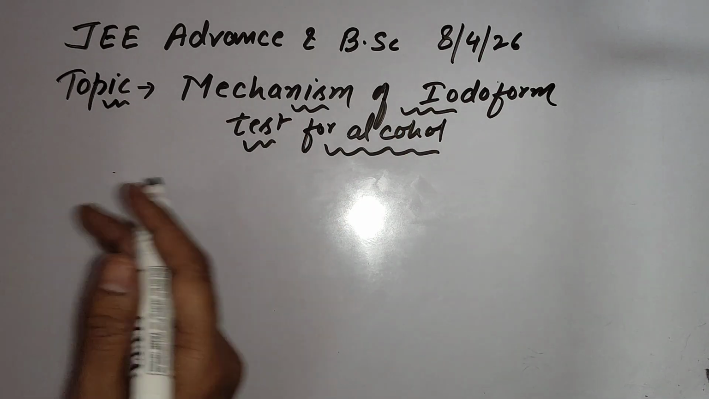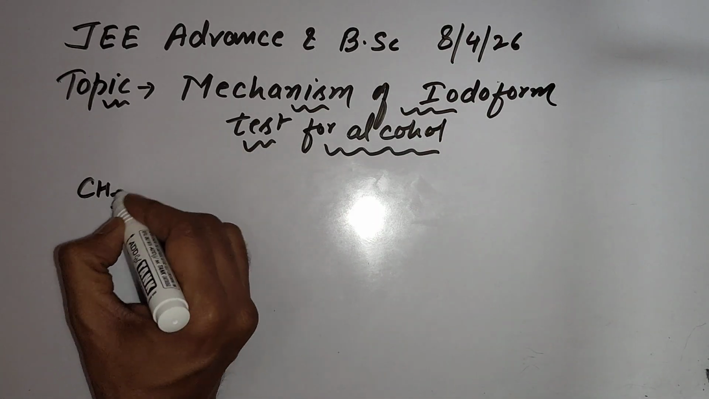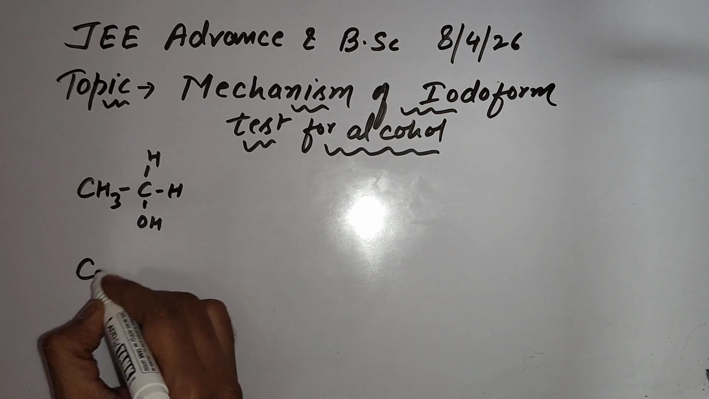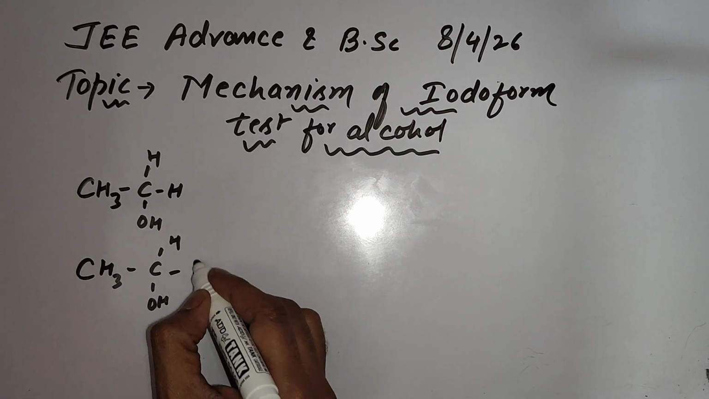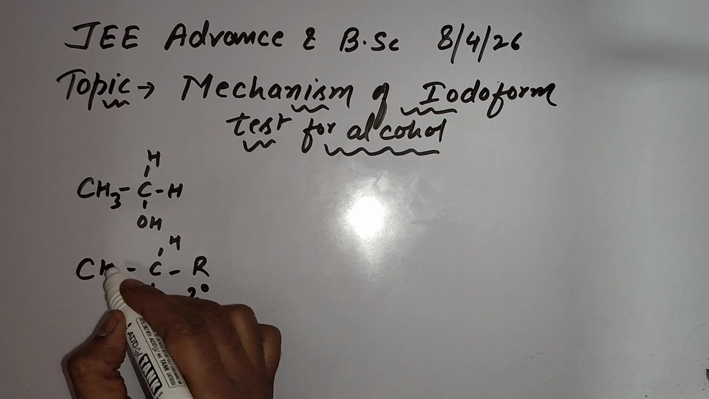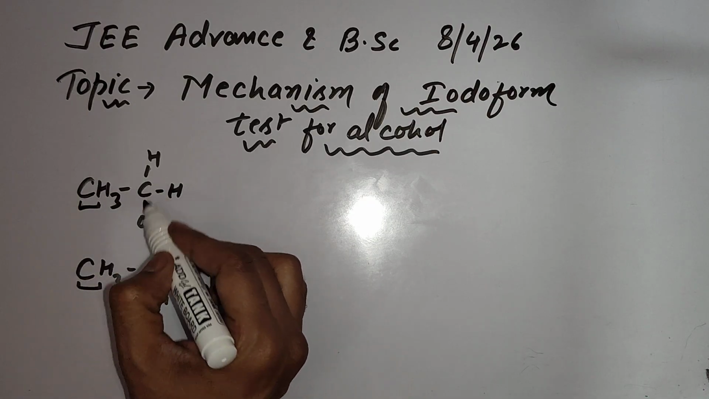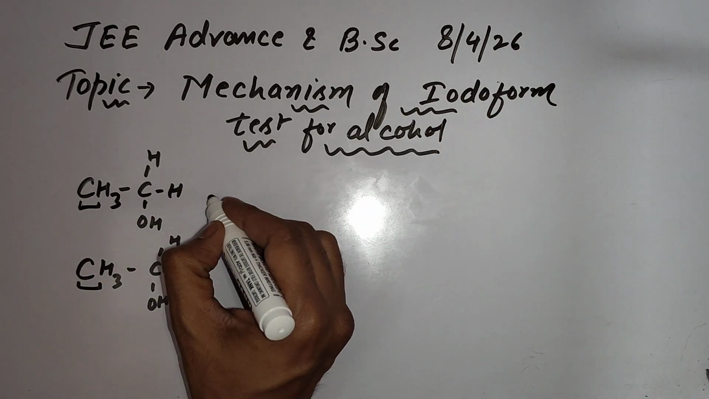Before that, let me recall what kind of reaction it was, and what kind of alcohols can perform that reaction. Ethanol and the 2-degree alcohols. This is a 2-degree alcohol in which the OH-connected carbon has CH3 in its neighbor. Ethanol also has a CH3 in its neighbor. So such alcohols can perform this test.